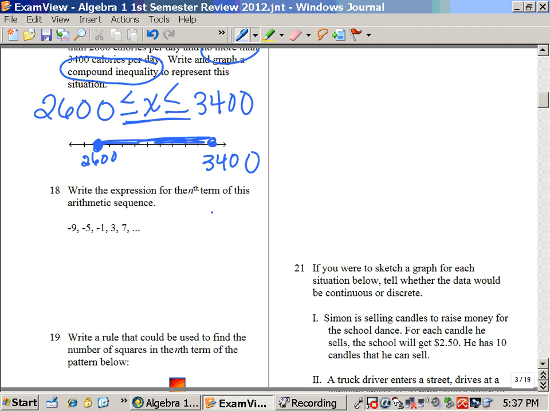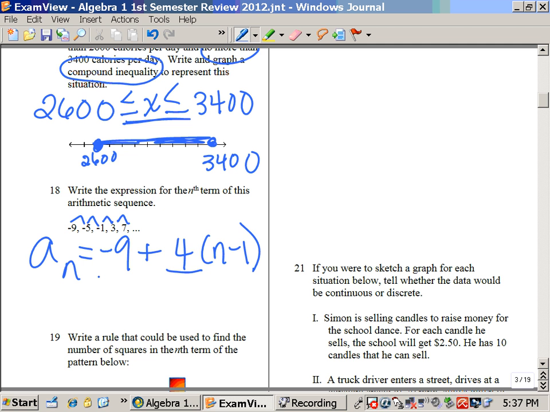Number 18, I need to find the nth term. To find the nth term, that's called a sub n. I need to start off with the first term. I need to write down the common difference. These are all increasing by 4. And then n minus 1, because I've already put the first one here, I'm going to take away 1. Now I need to distribute -9 plus 4n minus 4. That gives me 4n, -9, and -4 is minus 13.